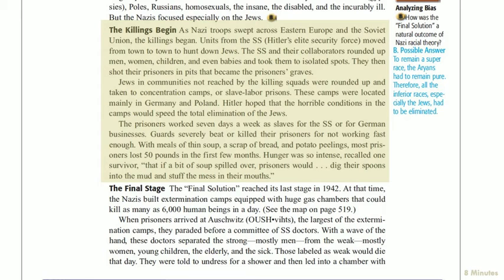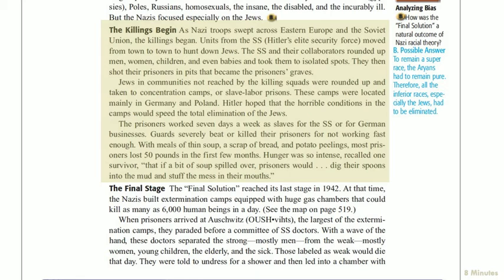As the Nazi troops swept across Eastern Europe, this is during World War II, the Soviet Union, the killings began. Units from the SS, Hitler's elite security force, moved from town to town to hunt down Jews. The SS and their collaborators rounded up men, women, children, even babies and took them to isolated spots. They then shot their prisoners in pits that became the prisoners' graves. Jews in the communities not reached by the killing squads were rounded up and taken to concentration camps or slave labor prisons. These camps were located mainly in Germany and Poland.